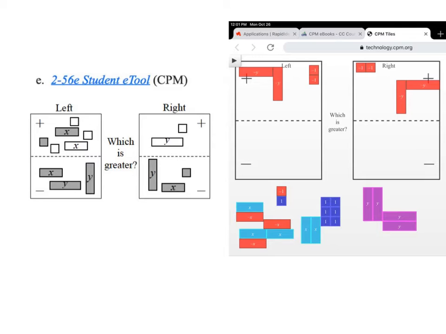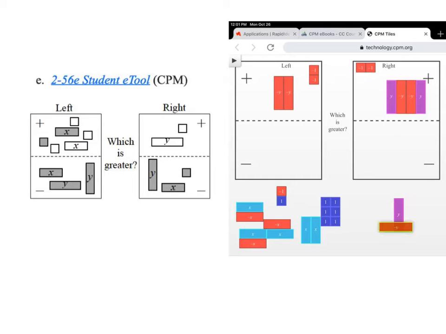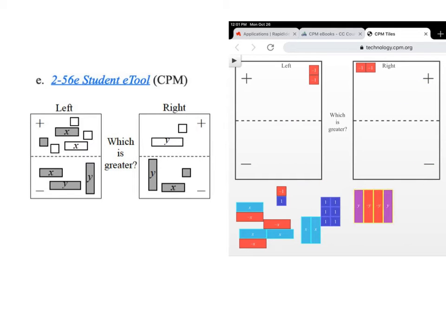Then I can do the same thing with my y tiles. I'm going to add a positive y and a positive y to the right side, so I'm adding 2y. But if I do that on the right side, I also need to do that on the left side region. And that's going to create a whole bunch of zero pairs there. So I'm going to remove all of those y zero pairs and get rid of them.